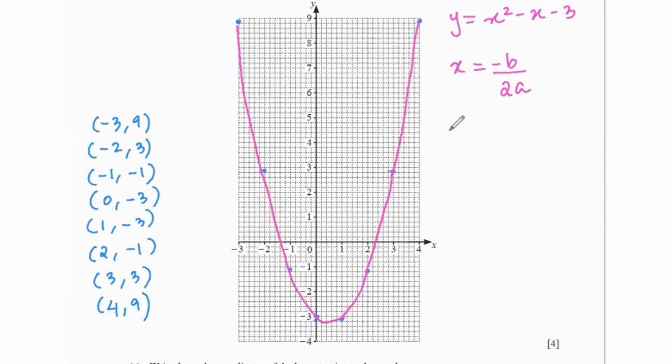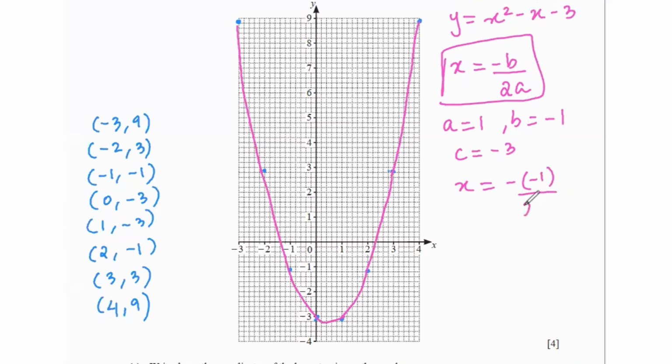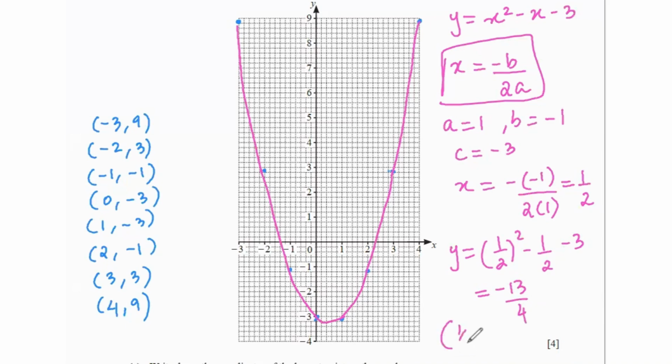So based on this, your a is 1, which is the coefficient of x squared, b is the coefficient of x, which is -1, and c is -3. So x is -(-1) over 2 times 1, which is 1 over 2. So the x value of the lowest point is 1 over 2, and then we can substitute that in the original equation. So y equals 1 over 2 squared minus 1 over 2 minus 3, which is basically going to give us -13 over 4. So our lowest point is 1 over 2 and -13 over 4.